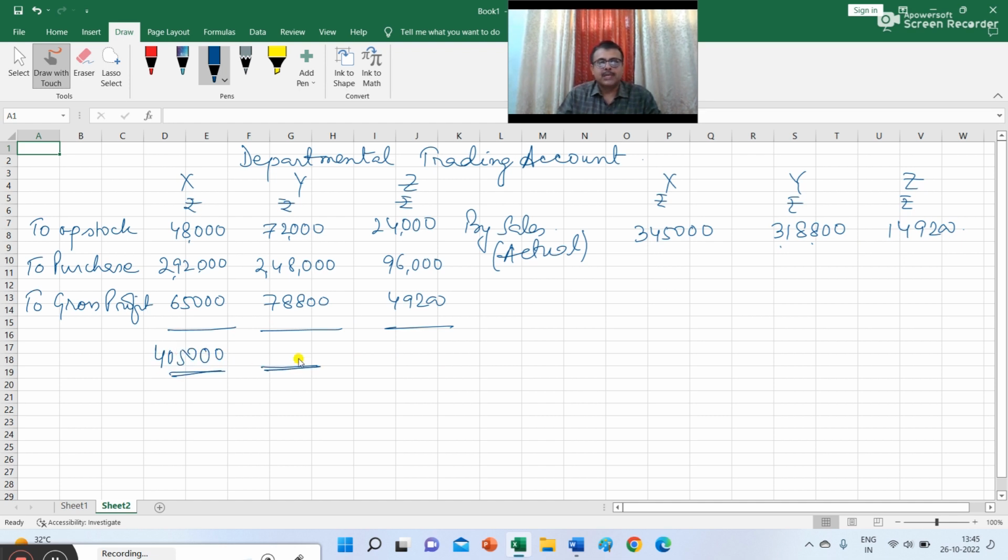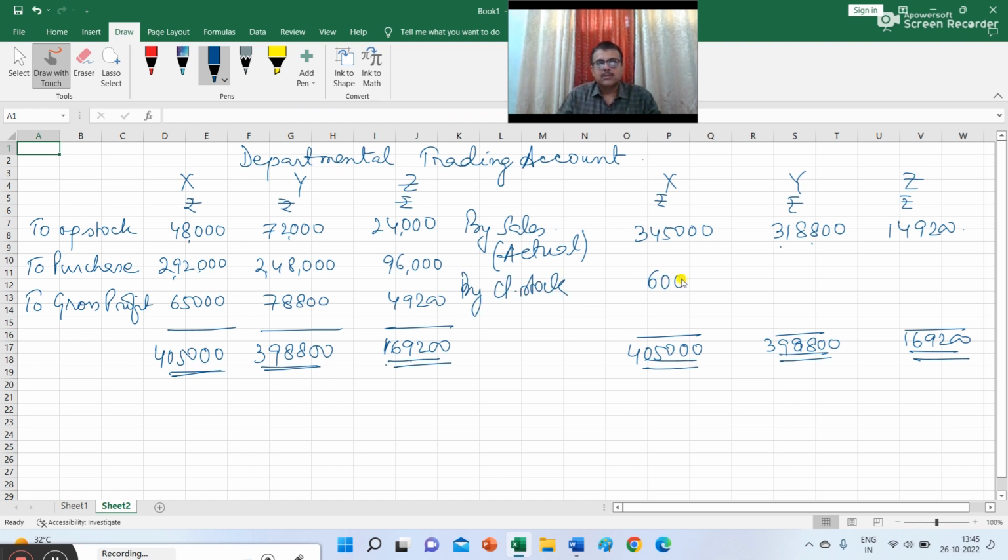4,05,000 is the sum total of the debit side for Department X, 3,98,800 is the sum total of the debit side for Department Y, and the sum total of the debit side for Department Z is 1,69,200. So the balancing figure in the credit side will give you the actual amount of closing stock. So closing stock for Department X is 60,000, 80,000 is the closing stock for Department Y, and 20,000 is the closing stock for Department Z.